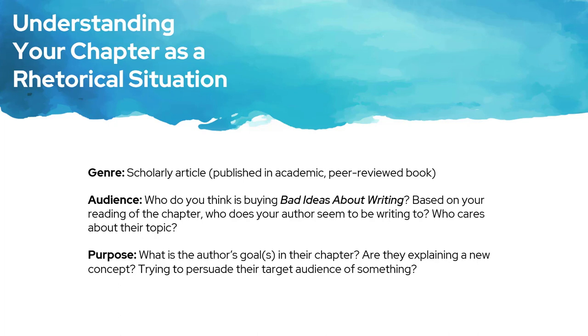When you're attempting to define the audience of any piece, consider who exactly is buying Bad Ideas About Writing. Based on your reading of your chapter, who does your author seem to be writing to? To be very blunt, who cares about this particular topic? Who would be interested in the purpose of what the author is trying to say? And then finally, when you're attempting to describe the author's purpose, think about the author's goals in their chapter. For example, are they explaining a new concept? Are they trying to persuade their target audience of something? These are questions that you should all consider in your summary portion.